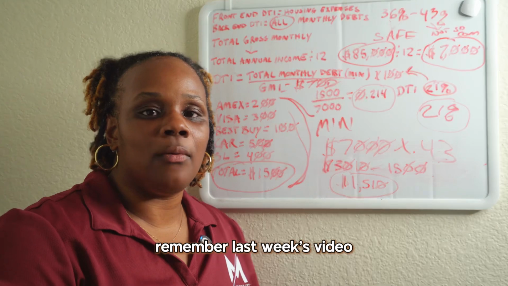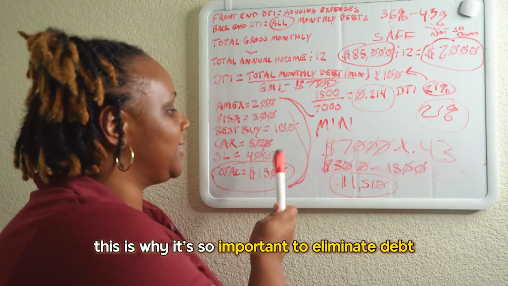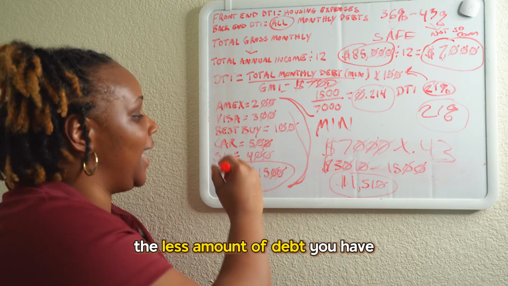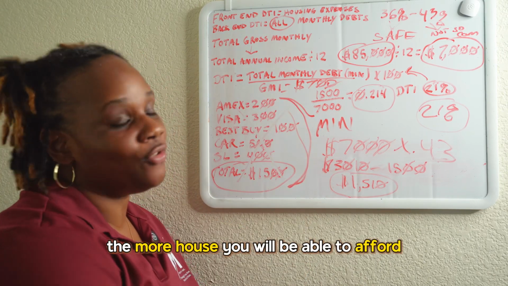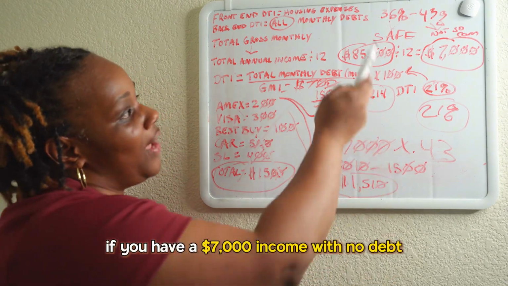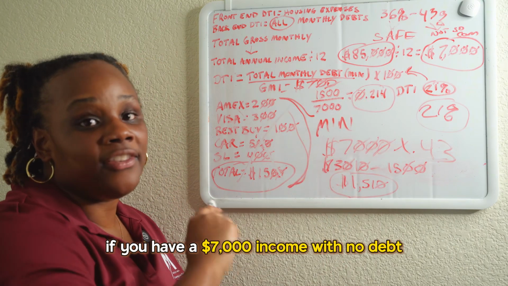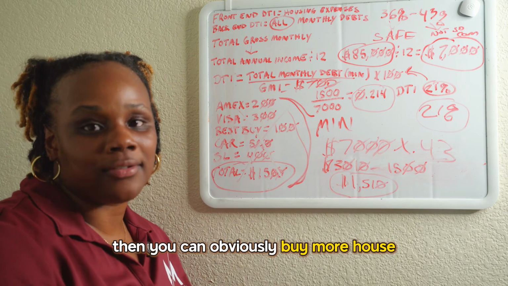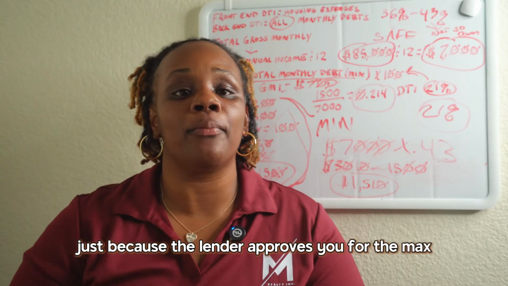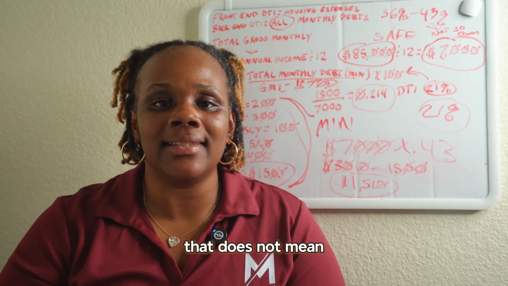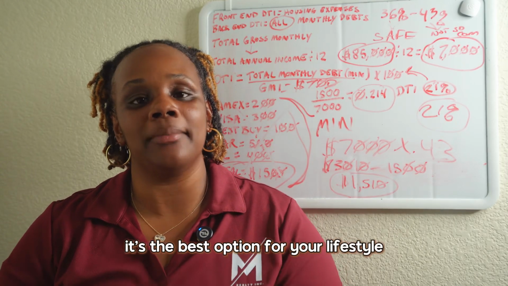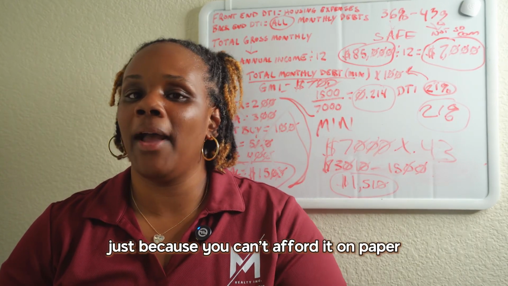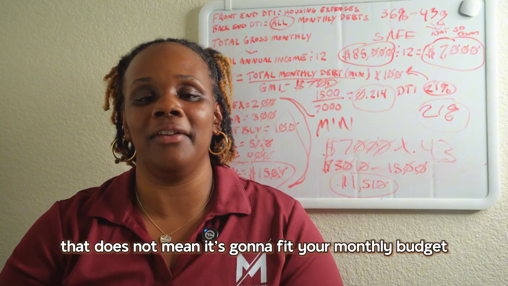Remember last week's video, we talked about getting our money right. This is why it's so important to eliminate debt. The less amount of debt you have, the more house you will be able to afford. If you have a $7,000 income with no debt, then you can obviously buy more house. And remember, just because the lender approves you for the max, that does not mean it's the best option for your lifestyle. Just because you can afford it on paper, that does not mean it's gonna fit your monthly budget.